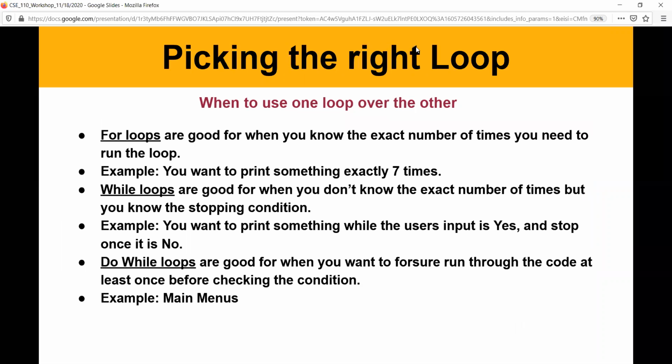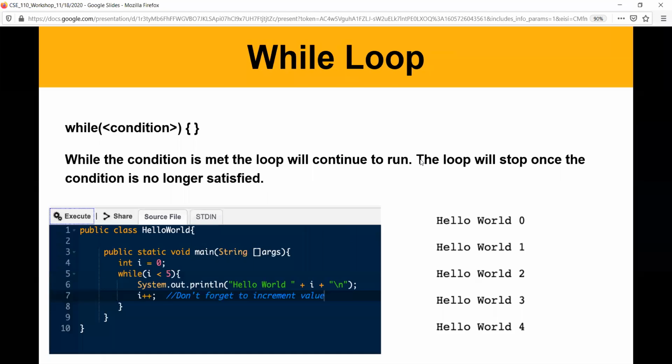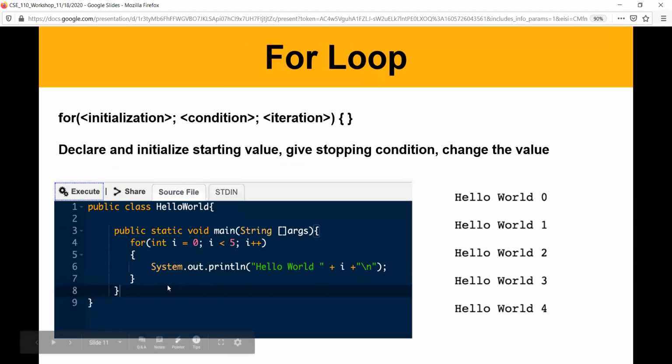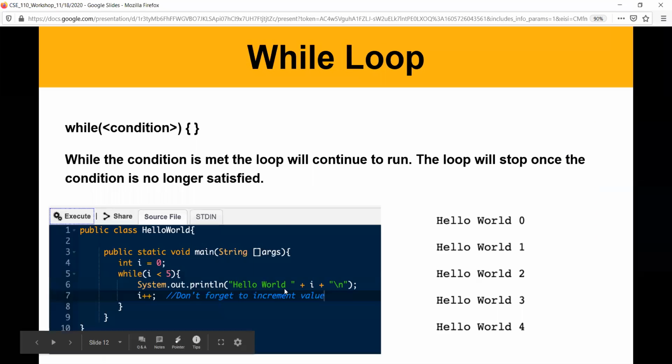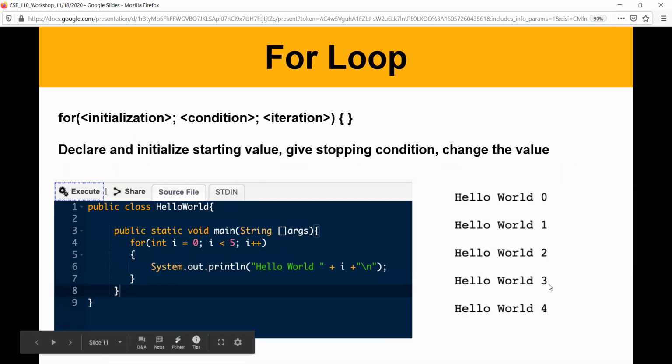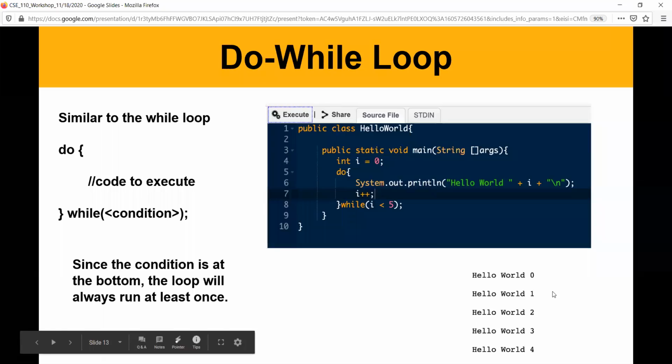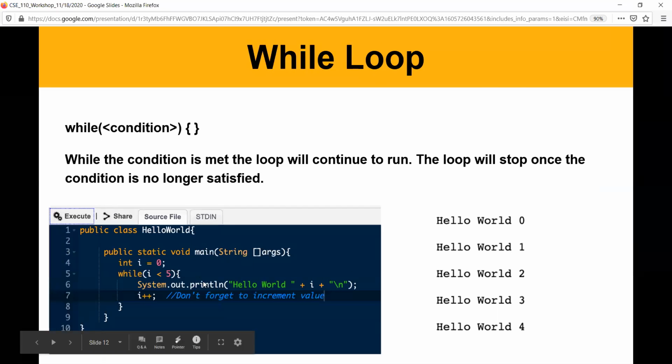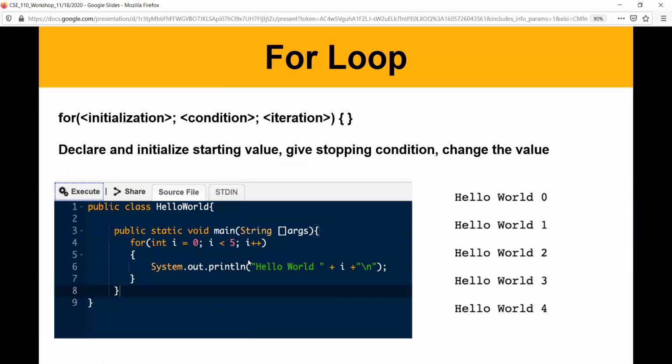So now we're going to talk about when to pick a certain loop over another. And keep in mind, you can use basically any loop. All loops can be used interchangeably. If you notice, all these do while loops and for loops and while loops all do the exact same thing. They all print out hello world 0, 1, 2, 3, and 4. So I can make a while loop that does the same thing as a for loop, and I can make a do while loop that does the same thing as a for loop.